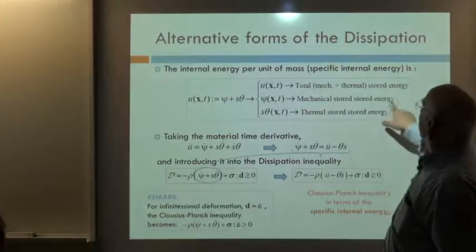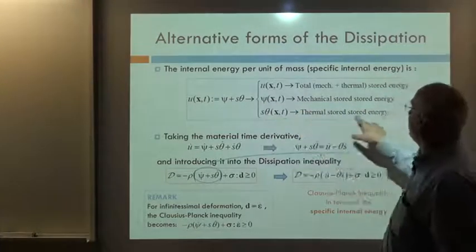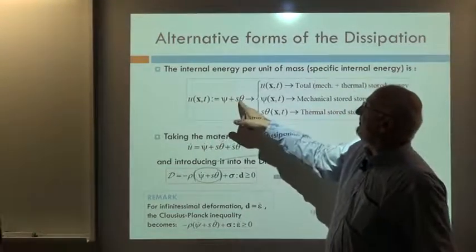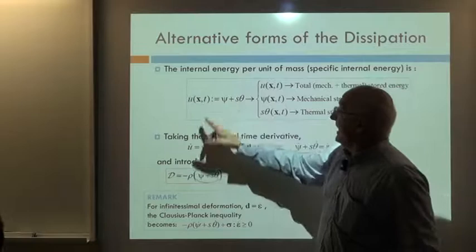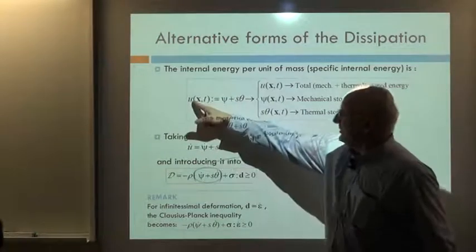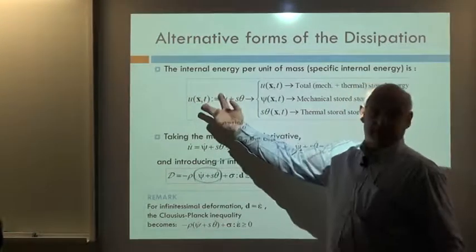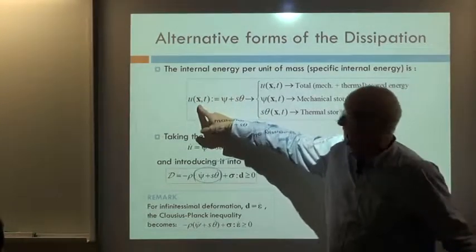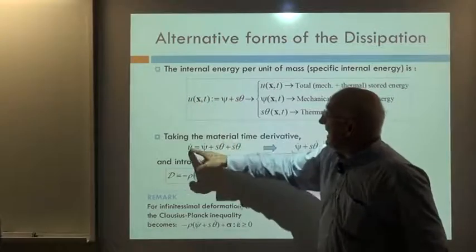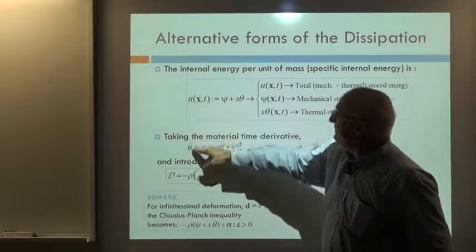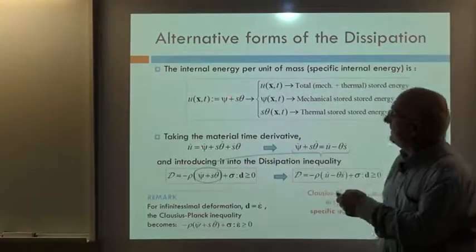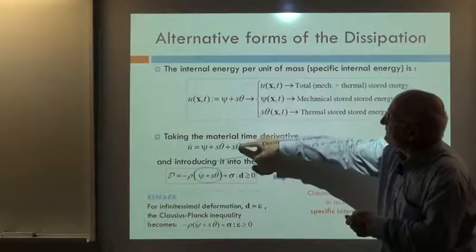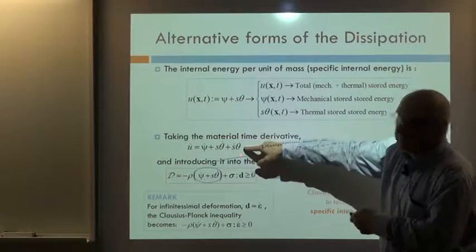Phi is the mechanical stored energy, S theta is the thermal stored energy, and then we define U equal phi plus S theta. This is the internal energy, which is defined that way, it's a definition. On the basis of this definition, I can just take the time derivative: U dot equals phi dot plus the derivative of the product, which is the first times the derivative of the second, plus the derivative of the first times the second.